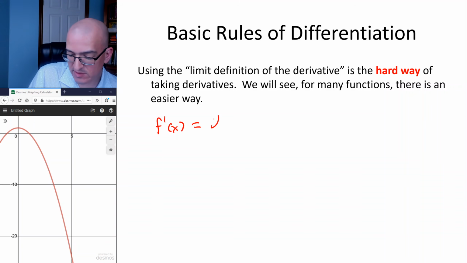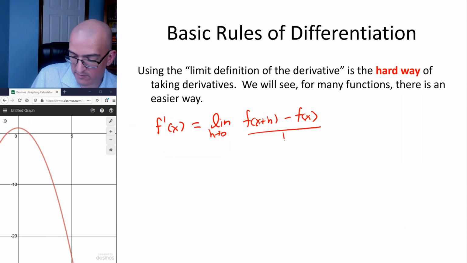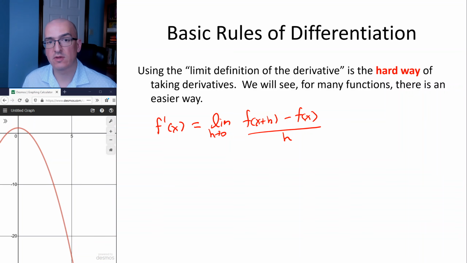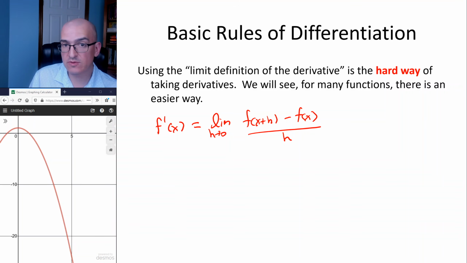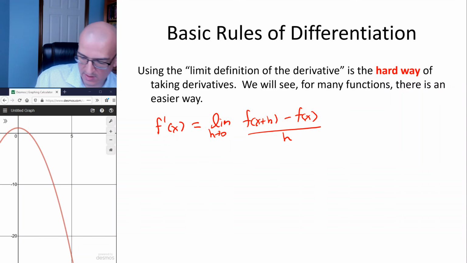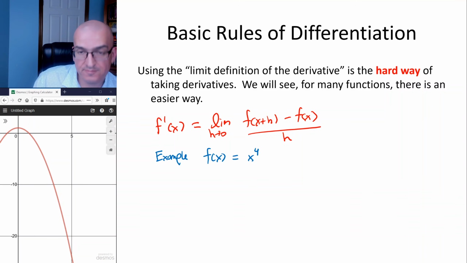F prime of x equals the limit as h approaches 0 of f of x plus h minus f of x all over h. This is a very tedious expression to work with. I'll give you an example. It's simple. This is extremely simple to do with a shortcut, but nasty to do without a shortcut. So example, f of x equals x to the power 4. Horrible.